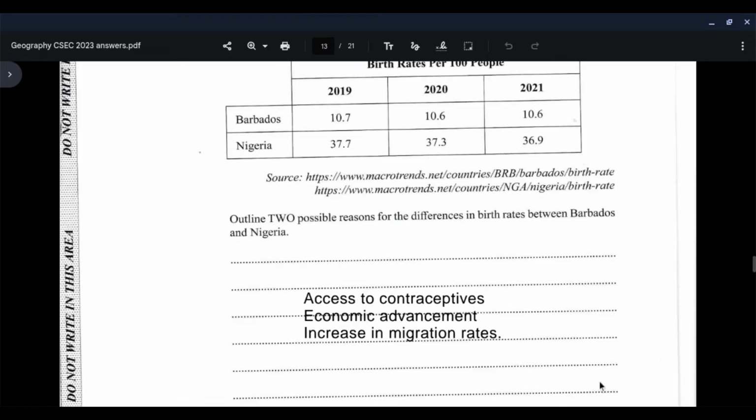Many persons in Barbados migrate to other countries in search of job opportunities, hence reducing the population in Barbados. In Nigeria, however, the migration rate is less, and what you need to understand is that these are two different countries. Even though their rates look similar, it has to do with the population. Nigeria has a larger population than Barbados.